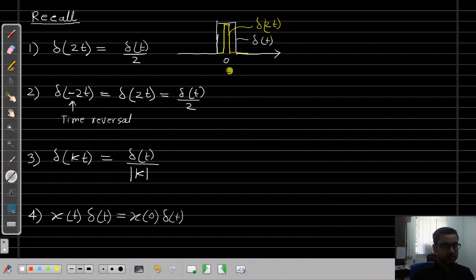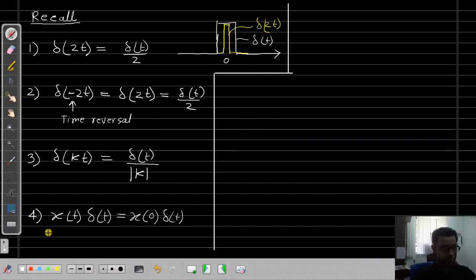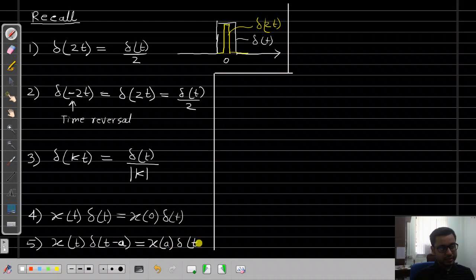Next, if I write x(t) multiplied by delta(t minus a), where a is some constant, so a time-shifted delta function, then this is the same as x(a) multiplied by delta(t minus a).